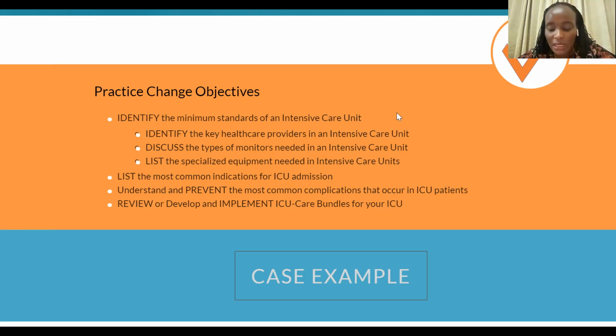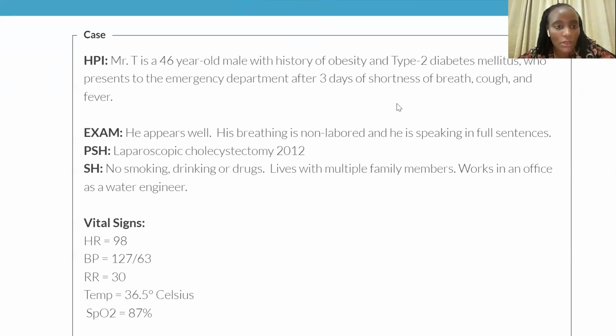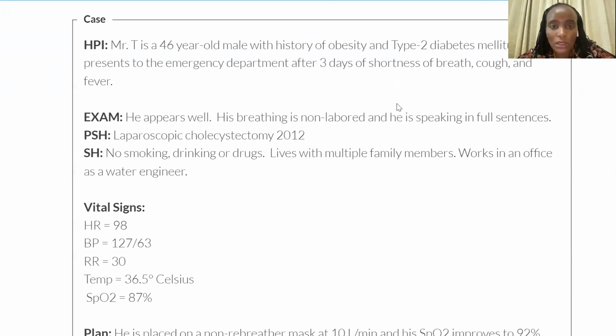So our case example: we have a 46-year-old patient with a history of obesity and type 2 diabetes mellitus who presents to the emergency department after 3 days of shortness of breath, cough and fever. On examination, he appears well. His breathing is non-labored and he's speaking in full sentences. Past surgical history: he had a laparoscopic cholecystectomy done in 2012. Social history: he does not smoke, drink, or take any drugs, lives with multiple family members, and works in an office as a water engineer.